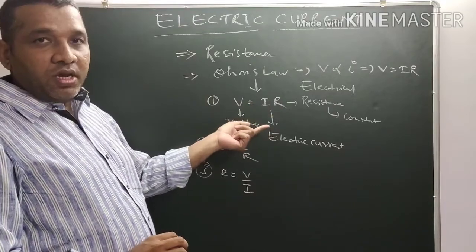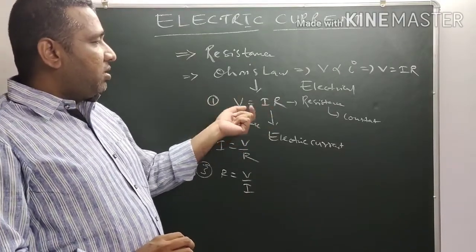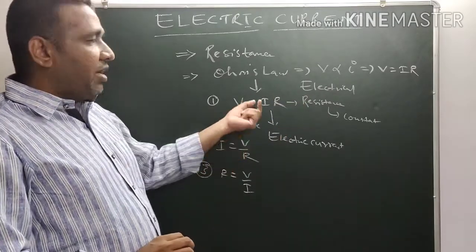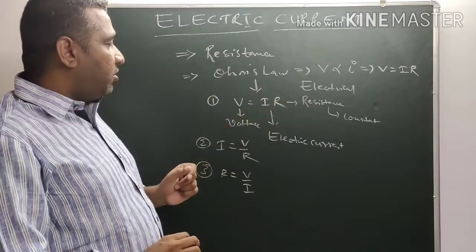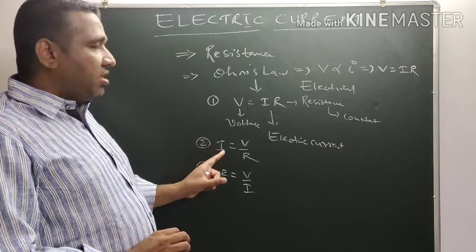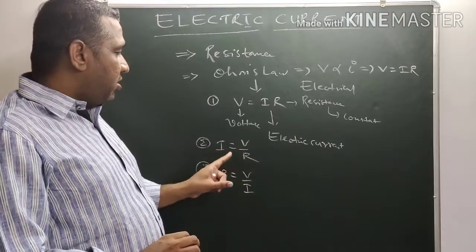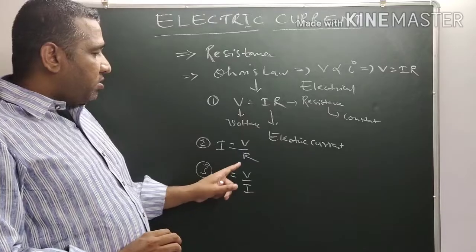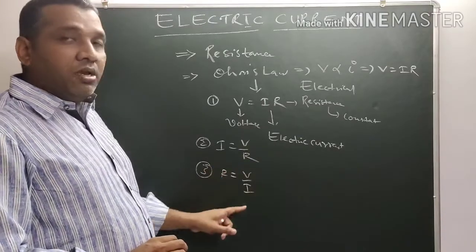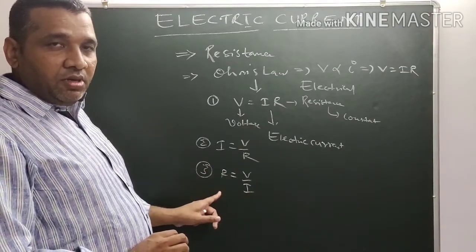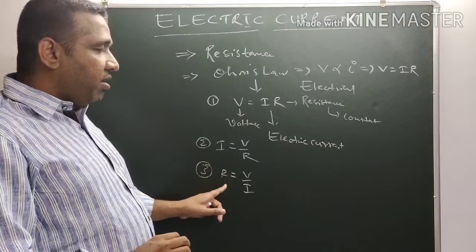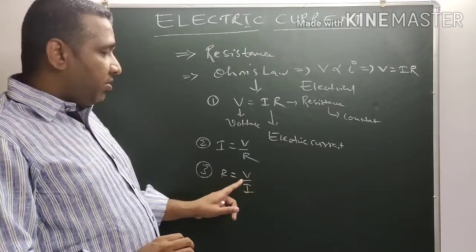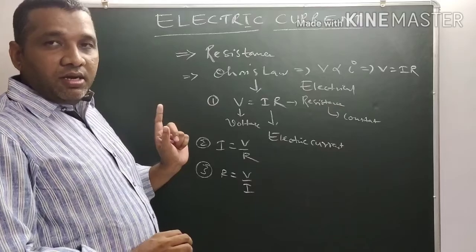The first one, V equals IR, is helpful to find the voltage in the circuit when the electric current and resistance are given. The second equation, I equals V by R, is used when voltage and resistance are given. And R equals V by I is helpful to find the resistance of a material when the voltage and electric current passing in the circuit are given.